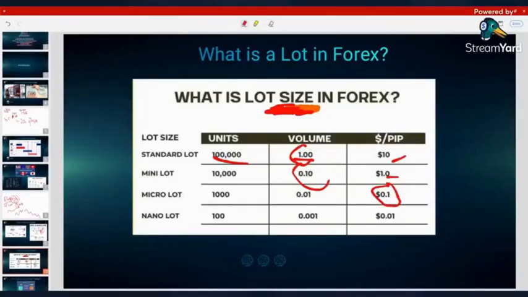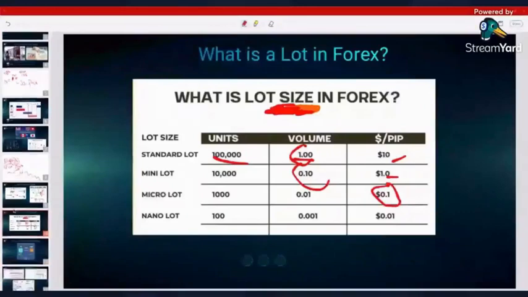So if you are trading a large account, it's advisable you gauge your volume. That's your lot size. I'll be showing you this when we go to the demo trading session. Moving on.